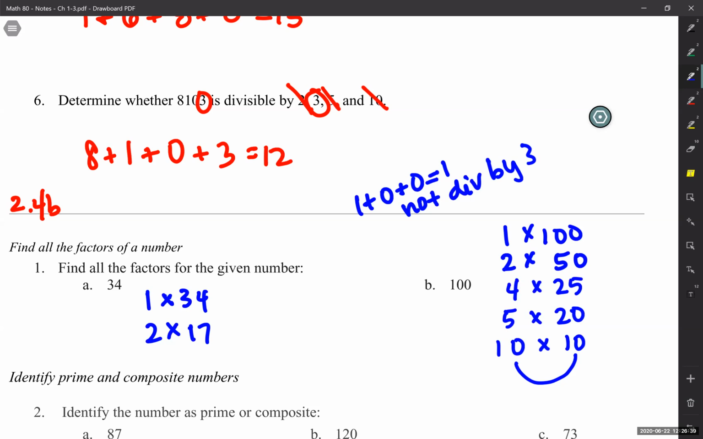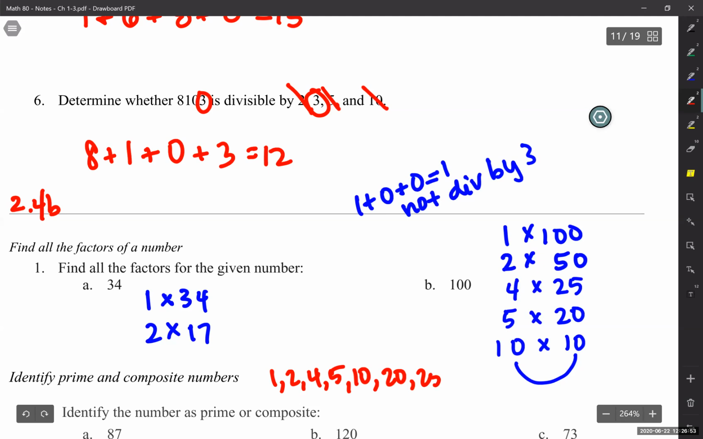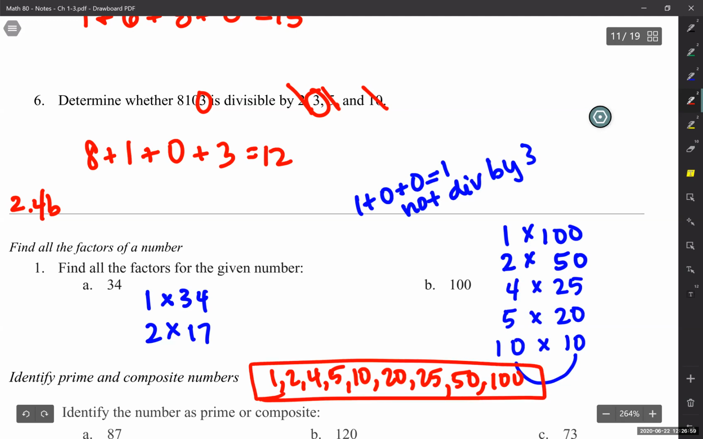So those are all the factors, and probably on the homework, I forgot to look at this section in particular, but I'm sure you can figure it out, it's probably going to be like 1, 2, 4, 5, 10, 20, 25, 50, and 100. So the answer will probably look like that rather than the way I wrote it.